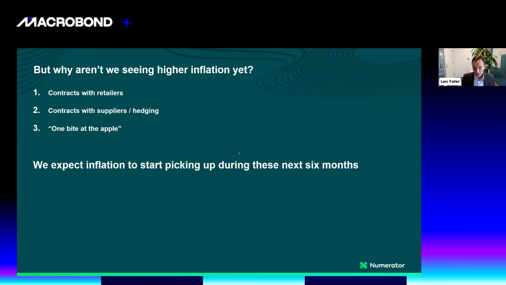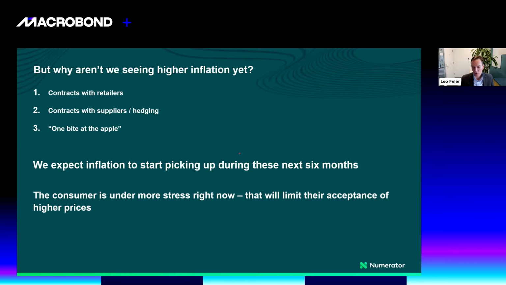Now, we are in this phase where CPGs are starting to pass on higher prices. One of the CPGs that I spoke to, a large beverage company, basically said, look, we're going to take a 6% price increase right now in January, right? This is our opportunity to pass on higher aluminum tariffs to retailers. 6%, as you know, is not the 2% inflation that the Fed is targeting. It tends to be higher than normal. And so we do expect inflation to start picking up during these next 6 months as CPGs and then retailers are finally able to pass on tariff costs to consumers. Now, the consumer is under more stress right now. That's going to limit their acceptance of higher tariffs.